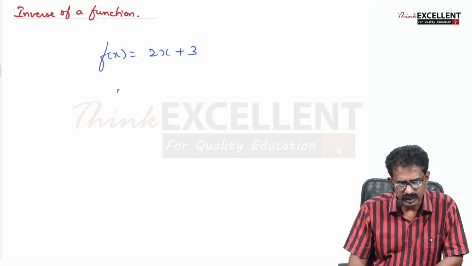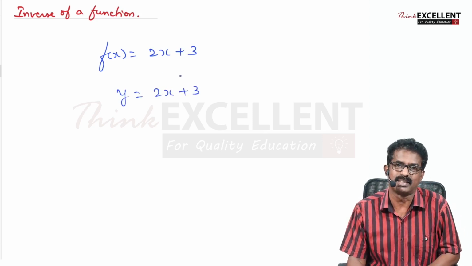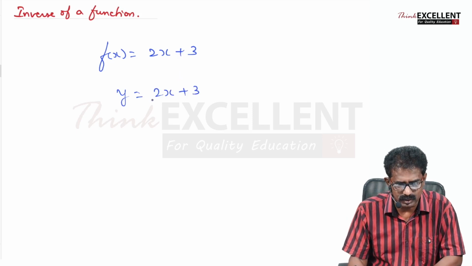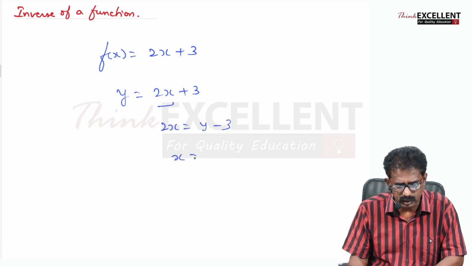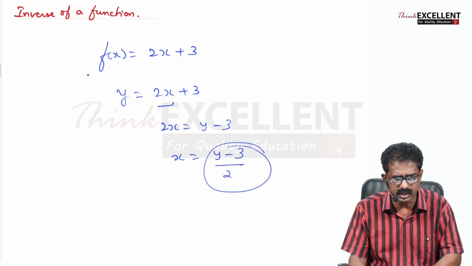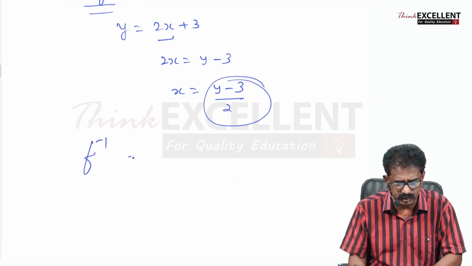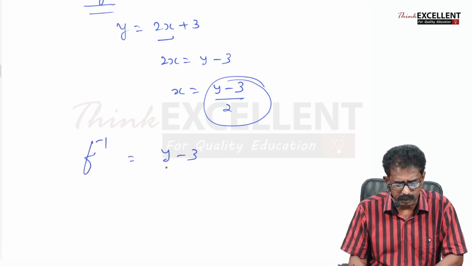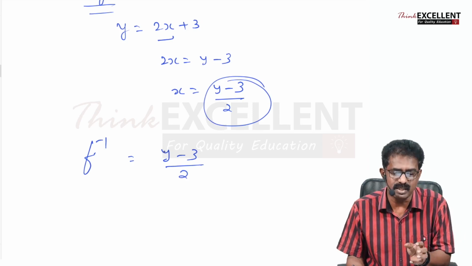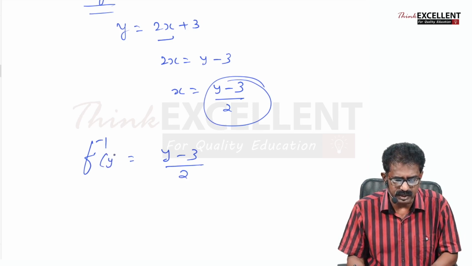What do you do now? You take f of x, you take it as y. y equal to 2x plus 3. From here you find x, that's all. So 2x is equal to y minus 3, or x is equal to (y minus 3) by 2. So this is the inverse of f. f inverse is equal to (y minus 3) by 2. Since it is a function of y, you write f inverse of y.